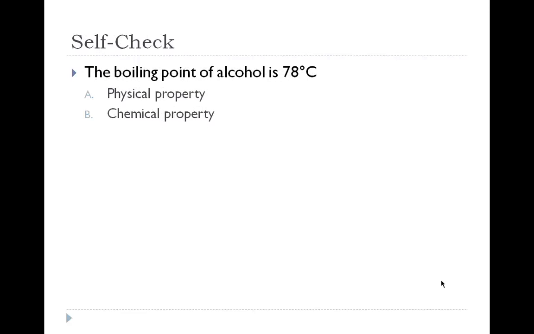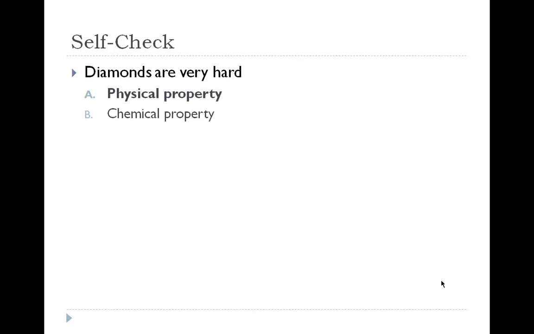All right, let's check what you've copied down. The boiling point of alcohol is 78 degrees Celsius. Is this a physical property or a chemical property? Get it in your mind, look at your definition. Hopefully you put physical. Let's do another one. Diamonds are very hard. Physical or chemical? Physical. Sugar can ferment to form alcohol.